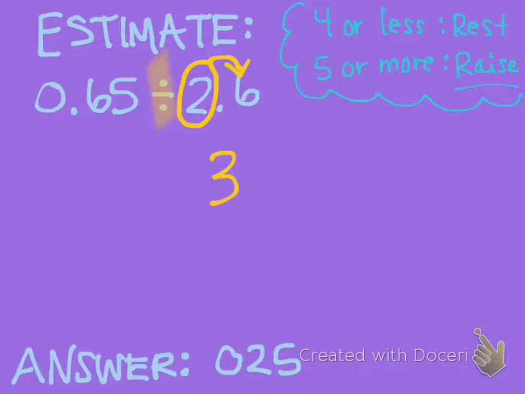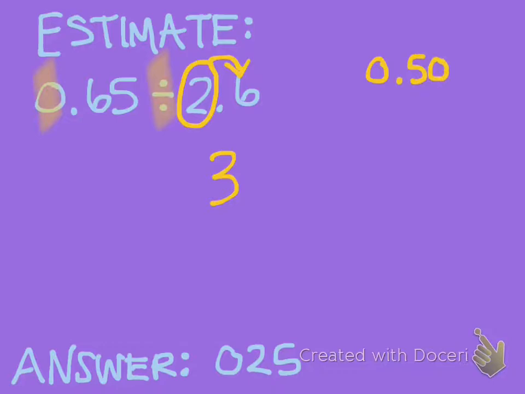Now we'll round the first number, and I want you to notice that it has a 0 in it. So this is when we need to think about our 0.50 rule. If it's smaller than 0.50, you're going to round it to the fraction 1/2. If it's greater, you're going to round it to 1. 0.65 happens to be bigger than 0.50, so we are going to round that up to 1. So now our number sentence reads 1 divided by 3.